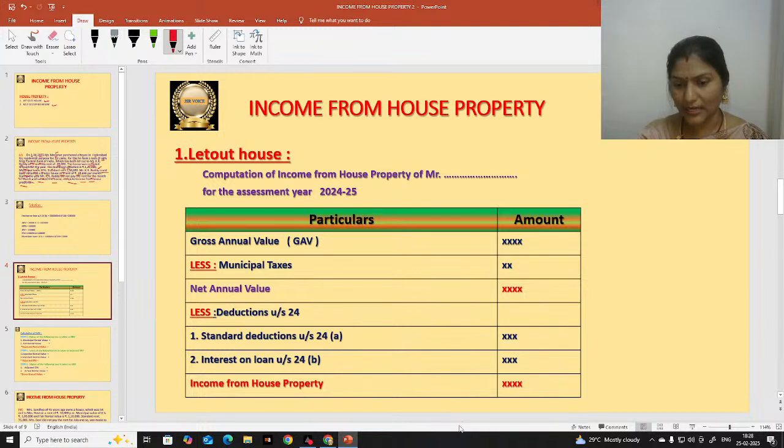Yeah, Chintu Chari, I've seen your answer also. Good. And let us go and calculate this.